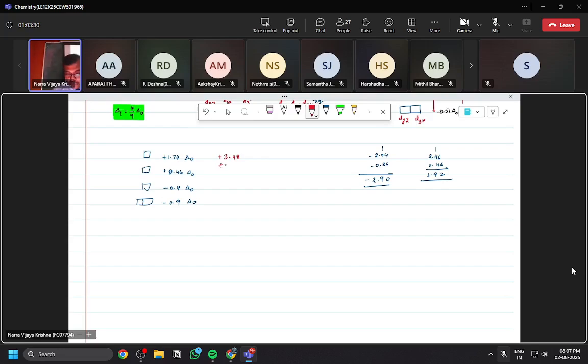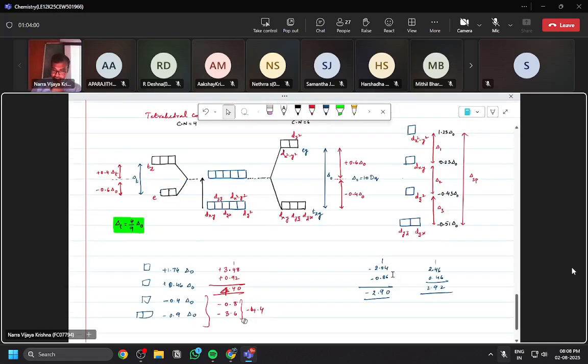This one, 0.92 net, 3.4, 4.4. This one, 0.8. This one, minus 3.6, minus 4 point. Perfectly it is fitting. What is the difference? Now it is fitting perfectly. Check any other way in any other site.